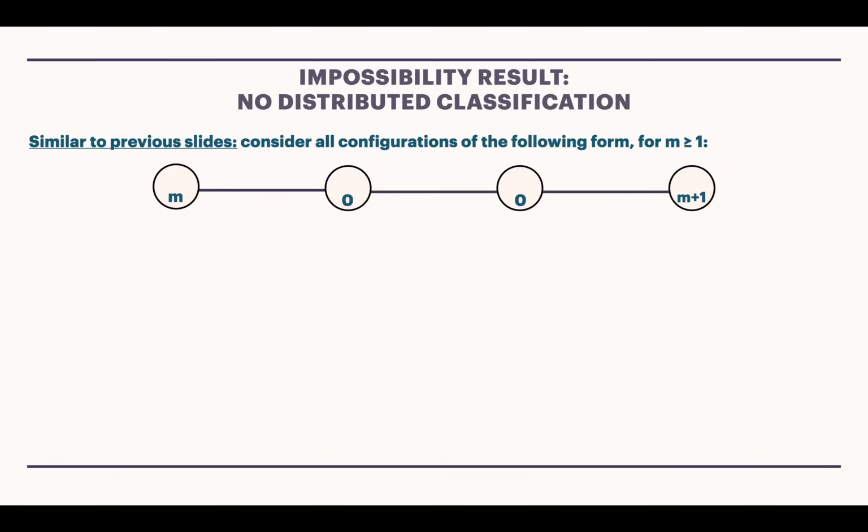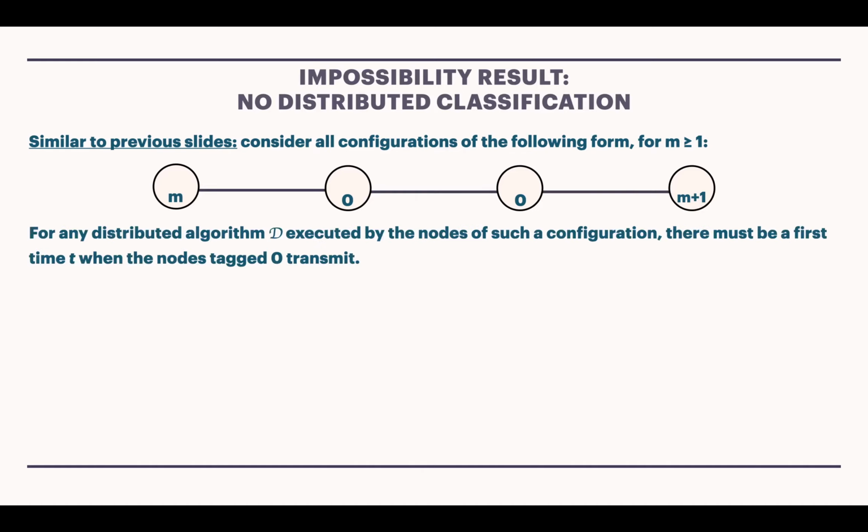Next, I want to quickly sketch the impossibility result that proves that there's no distributed algorithm that can classify whether a configuration is feasible or not. It's going to be very similar to what we've seen on the previous slides with these configurations, where the two middle nodes have tag 0, the leftmost node has tag m, and the rightmost node has tag m plus 1. And we're going to consider all these configurations for m greater than or equal to 1.